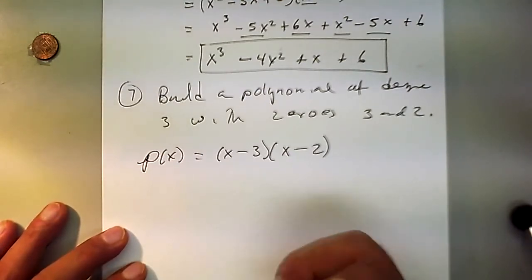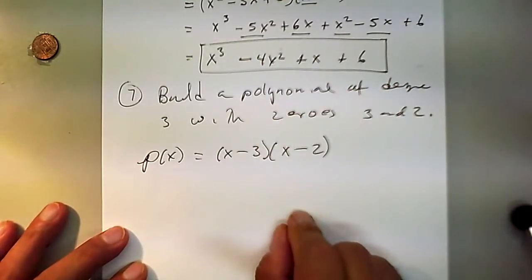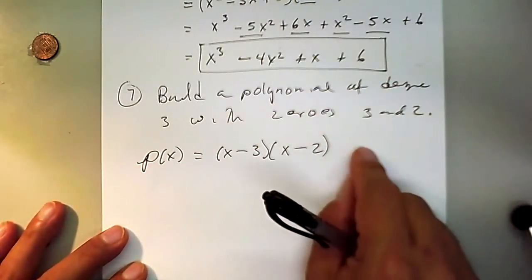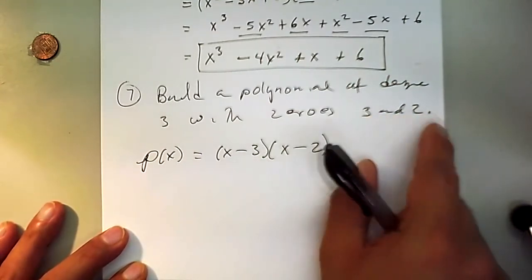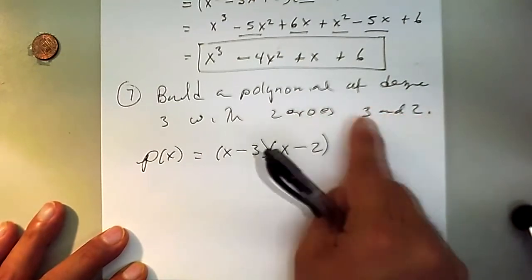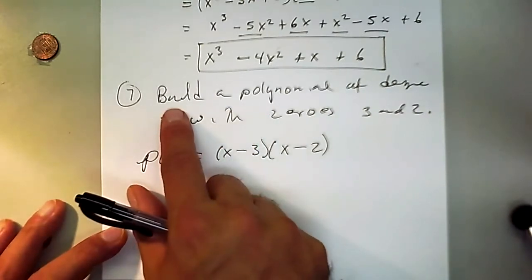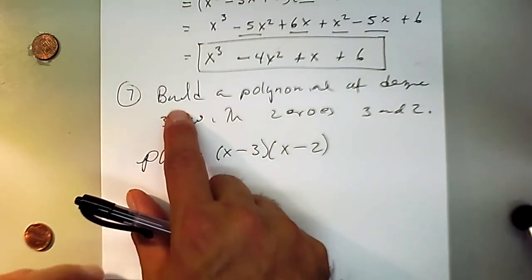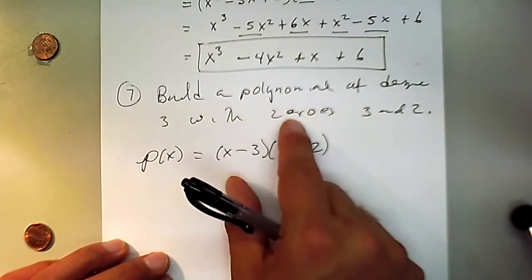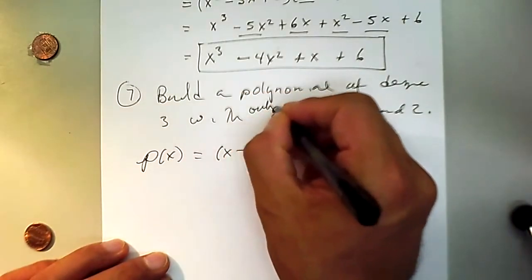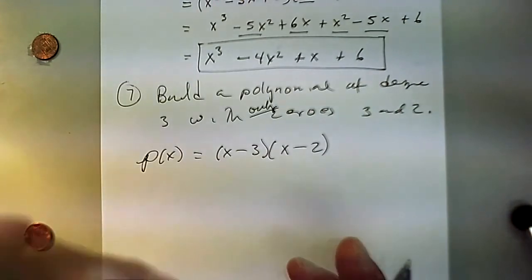But wait, we need a degree 3 polynomial, so that means we need to have 3 factors. But I cannot really put any other factor that is different than those 2, because then that would lead to another zero. But we have to have those zeros and only those zeros. So maybe I can be more narrow on this question. Build a polynomial of degree 3 with only zeros, with only zeros 3 and 2. That's it. No other zeros. So it looks like we have sort of a contradiction.